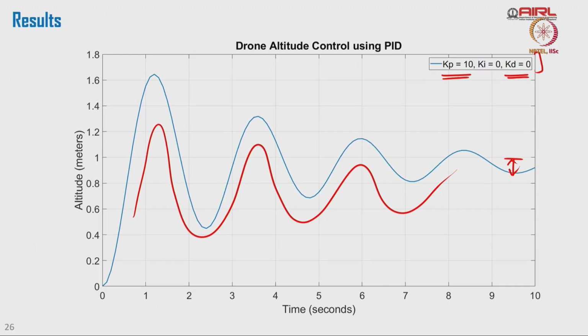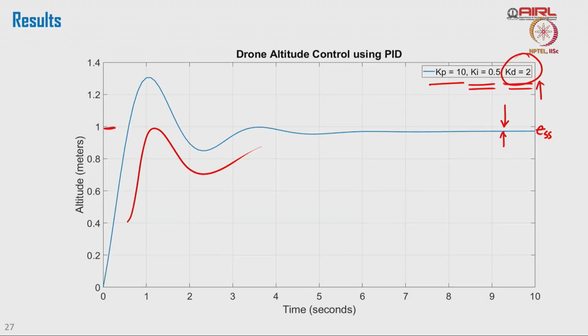Okay. Now, there are tuning methods like manual trial and error. What we were doing, right? What we were doing is actually manual trial and error. First, we see that it is an oscillatory response. We increase Kd. We see that the oscillation is coming down, but there is a steady state error.